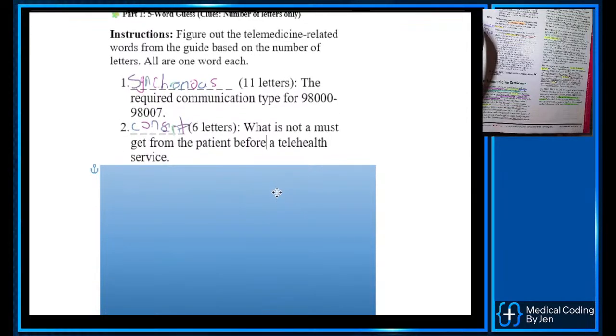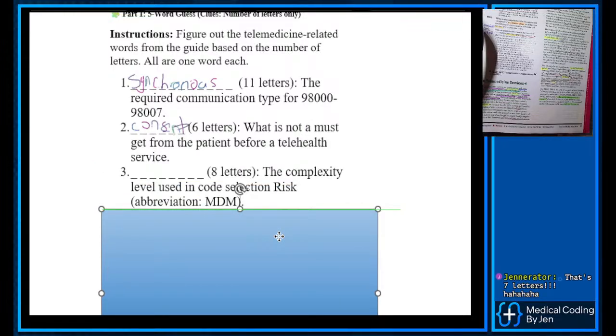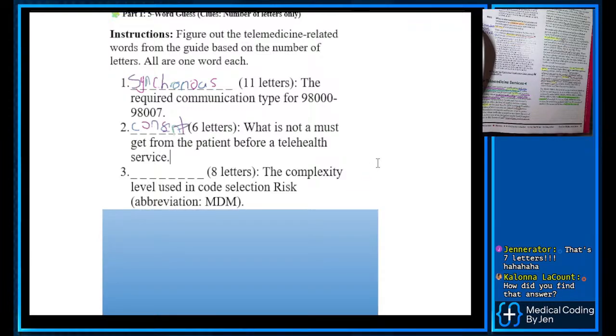Perfect. All right. Next one, 8-letter word that means the complexity level used in code selection for risk.